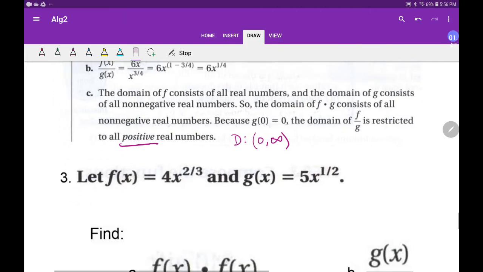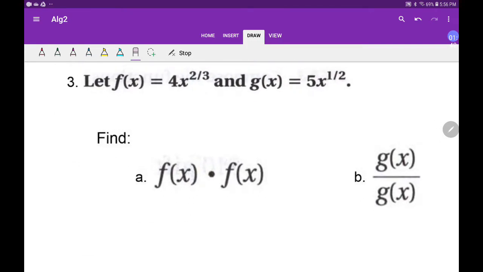All right. So anyway, here's f of x and g of x, and we're going to find what happens when I multiply f by itself. So that means I'm going to say 4x to the 2/3 times itself, 4 times x to the 2/3. And I'm going to get 4 times 4 is 16. And x times x, I'm going to add their exponents. And I'm going to get x to the 4/3.